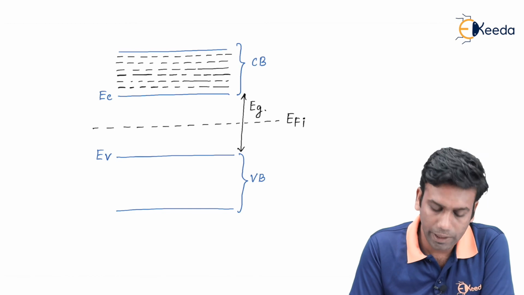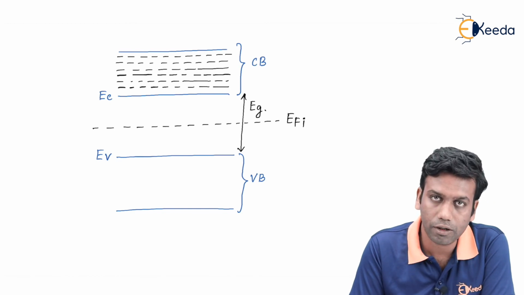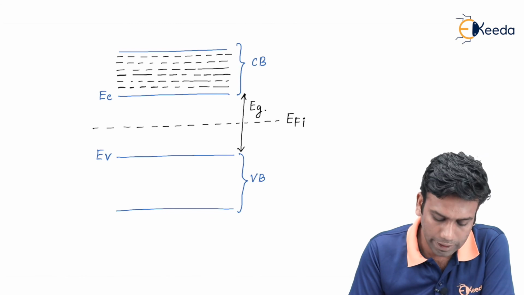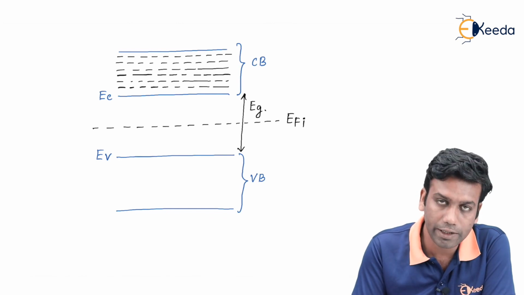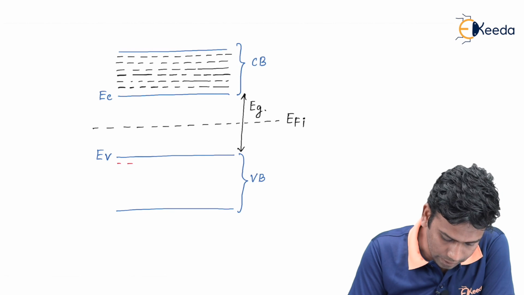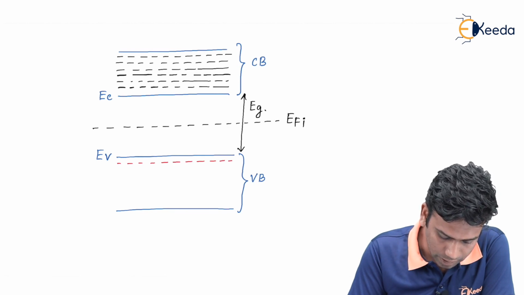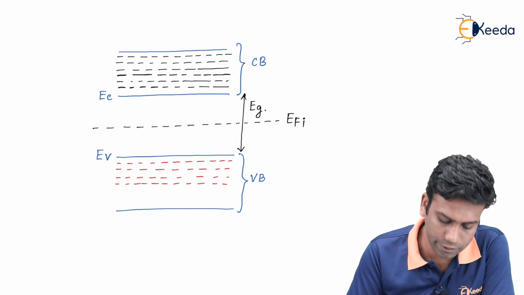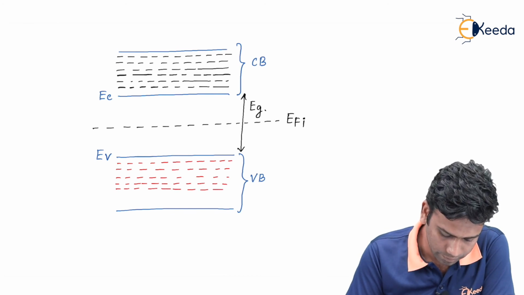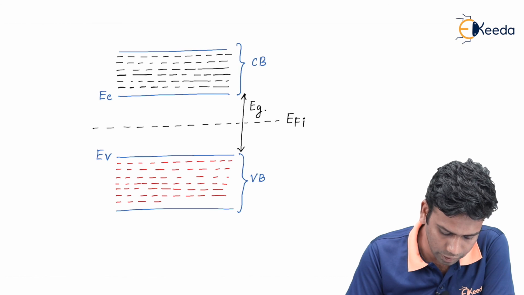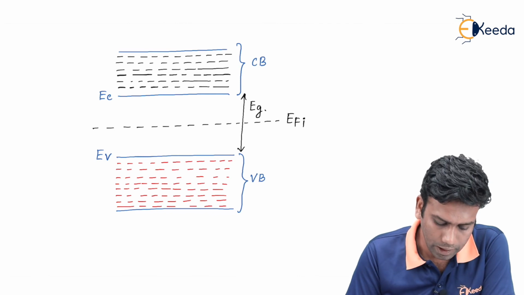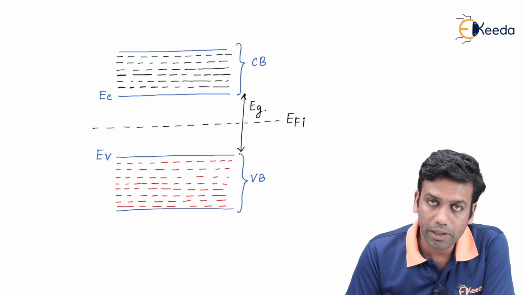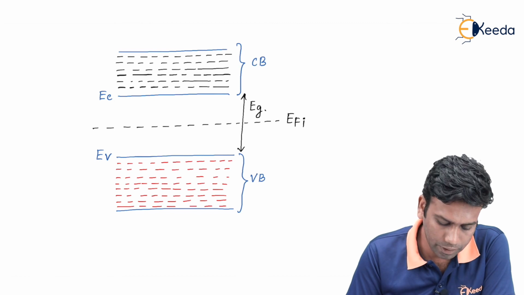Similarly, there will be some energy levels inside the valence band also. So, let us draw those energy levels inside the valence band. So, these are the energy levels inside the valence band, the red dotted lines, and all these red dotted lines are less than the Fermi level inside the intrinsic semiconductor.